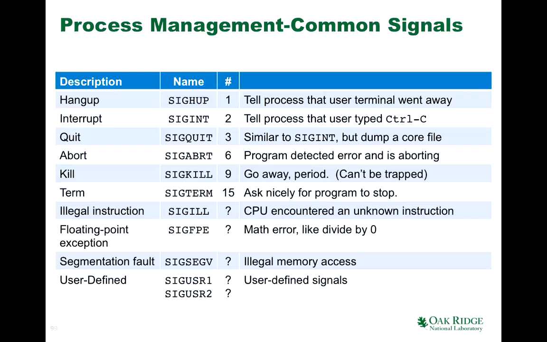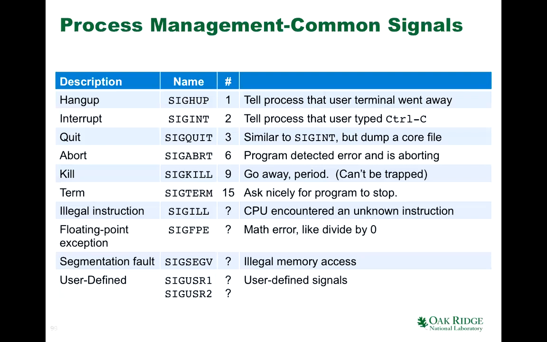It is go away, stop running, no matter what. And that is one of the signals that cannot be trapped. If your program receives a signal 9, it must end. There's some others that I have listed that you can encounter: an illegal instruction, floating point error, segmentation fault, which is normally an illegal memory access in a program, array out of bounds or something like that.